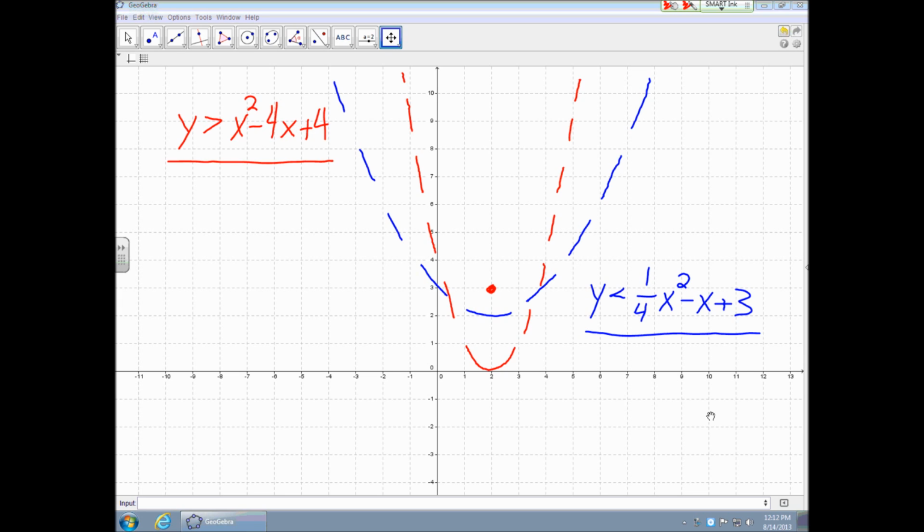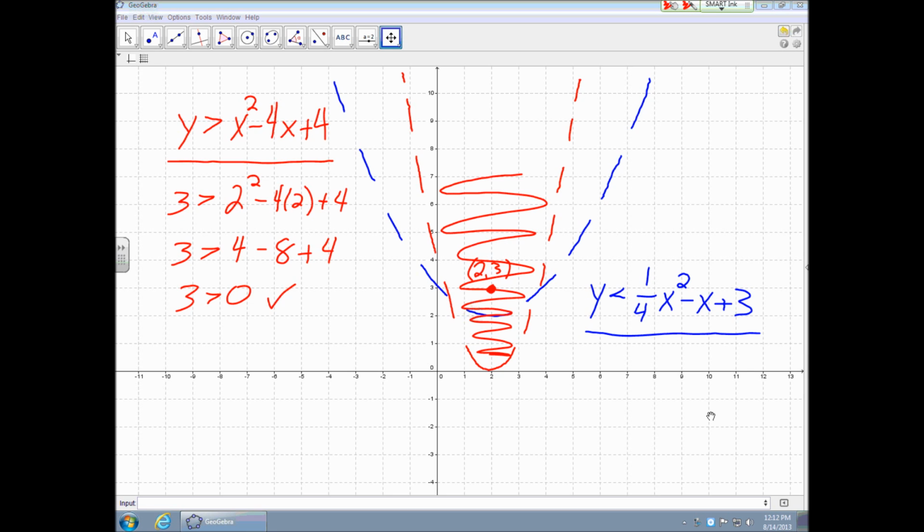I'm picking the ordered pair 2, 3. 2 is going to be x, so we plug it in for x, and 3 is y, so we plug it in for y. Go ahead and solve this out. 3 is greater than 4 minus 8 plus 4. 3 is greater than 0. Is that true? Yes, that's true. So then that means we shade inside this quadratic. And we notice that they're both dashed because neither one of them has the equal to underneath the inequality.